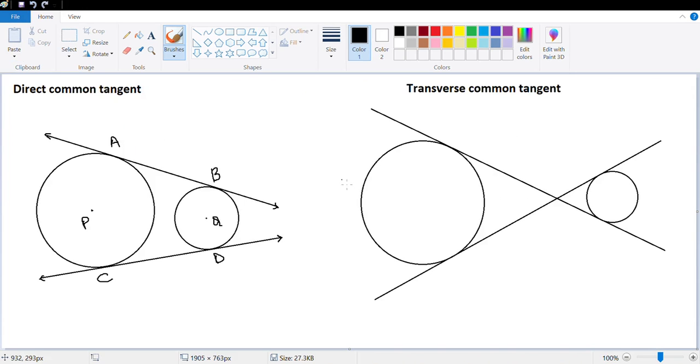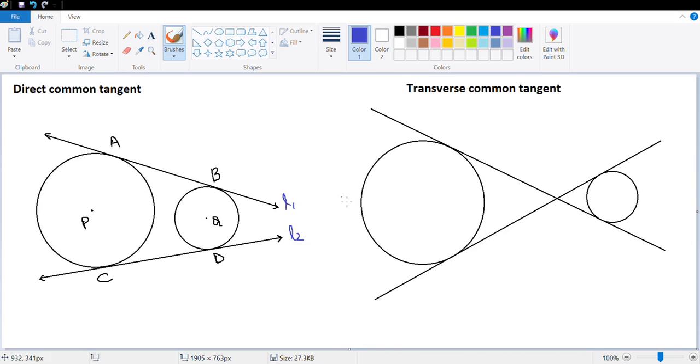Another concept which I need to talk about is direct common tangent. If I have two circles, one with center O, one with center Q, and AB and CD are the points of contact, then L1 and L2 are direct common tangents. Each is a tangent to circle 1 and tangent to circle 2 as well.